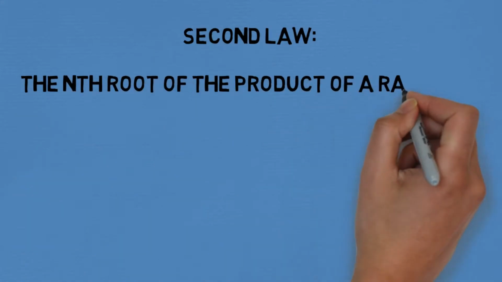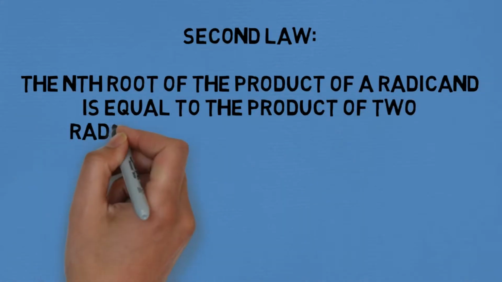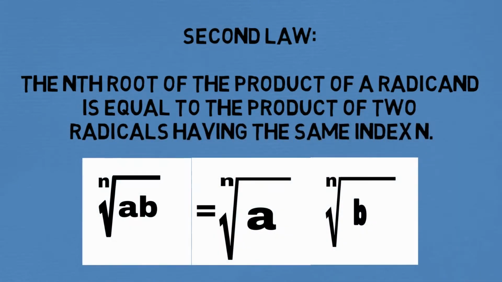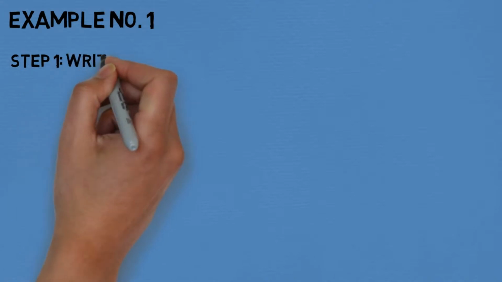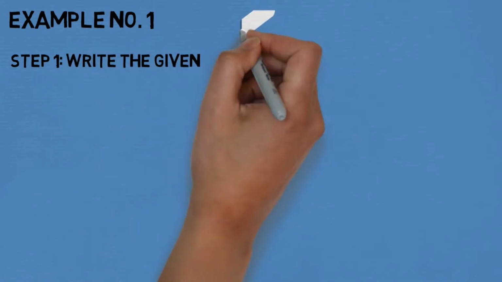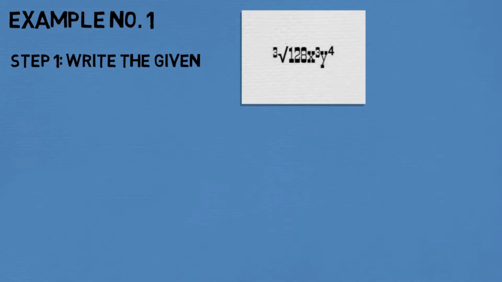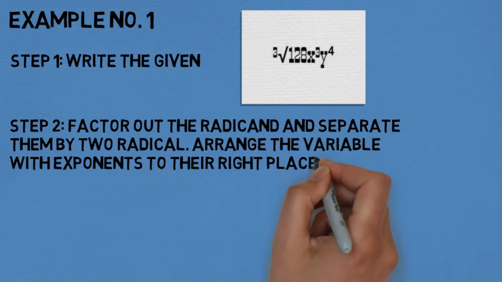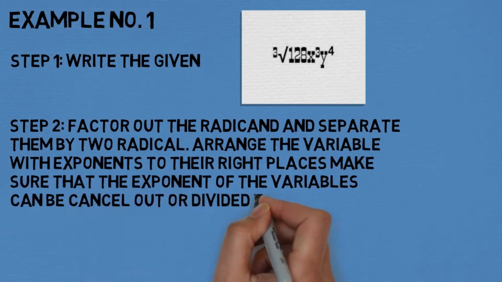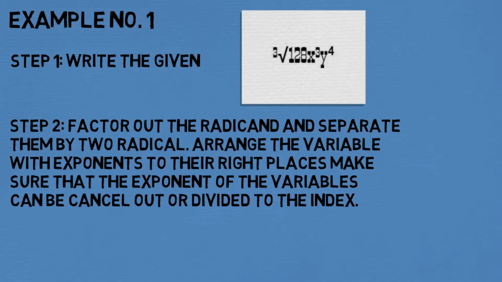Second law. The nth root of the product of a radicand is equal to the product of two radicals having the same index n. Example number 1. Step 1. Write the given, cube root of 128 x cubed y to the 4th power. Step 2. Factor out the radicand and separate them by 2 radicals. Arrange the variable with exponent to the right places. Make sure that the exponent of the variables can be cancelled out or divided to the index.